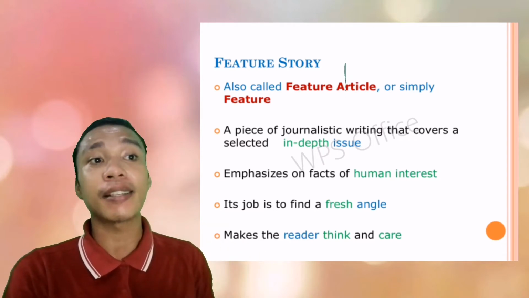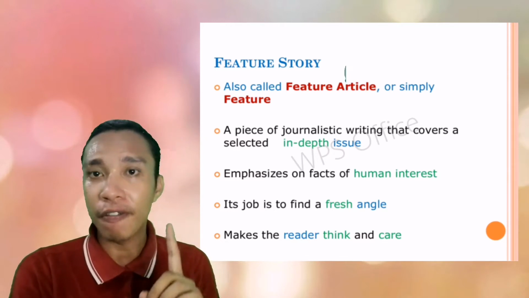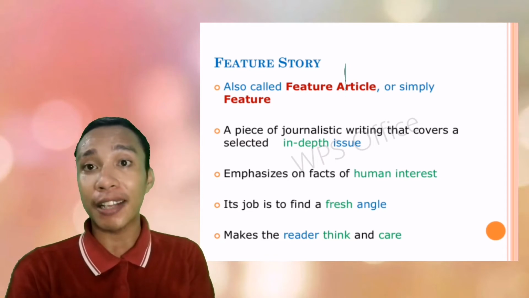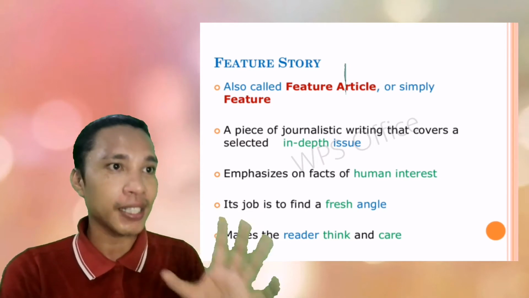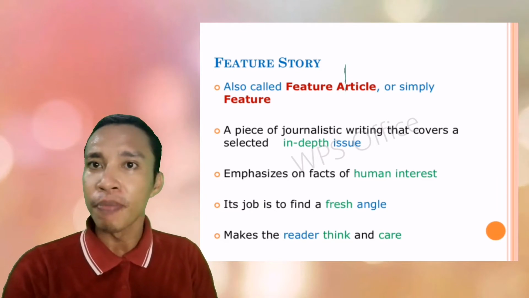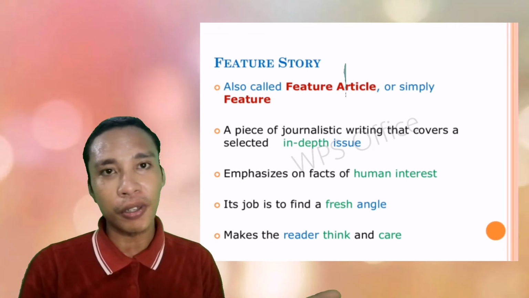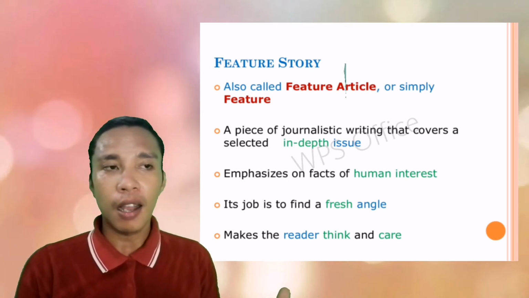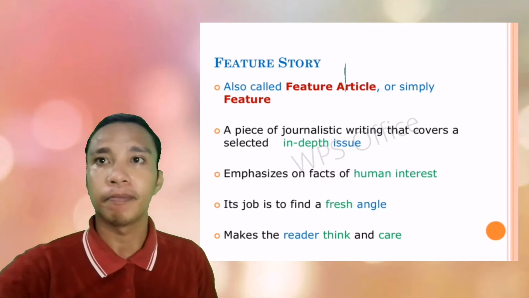Another one is it emphasizes facts of human interest. So again, you always have to remember that one function of feature story is to entertain. That is why you need to catch your audience's interest, so human interest. It emphasizes facts of human interest, because if your topic or your subject is not that interesting, then your readers or your viewers or your listeners will not get engaged into your subject.